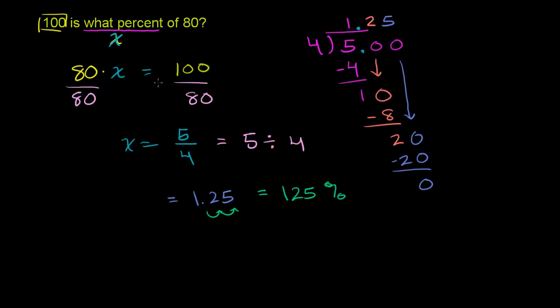And that makes complete sense. 100 is 125% of 80. 80 is 100% of 80. 100 is more than 80. It's actually 1 and 1/4 of 80. And you see that right over there. So it makes sense that it's 125%. It's more than 100%. But we are done. We've solved the problem. It is 125% of 80.